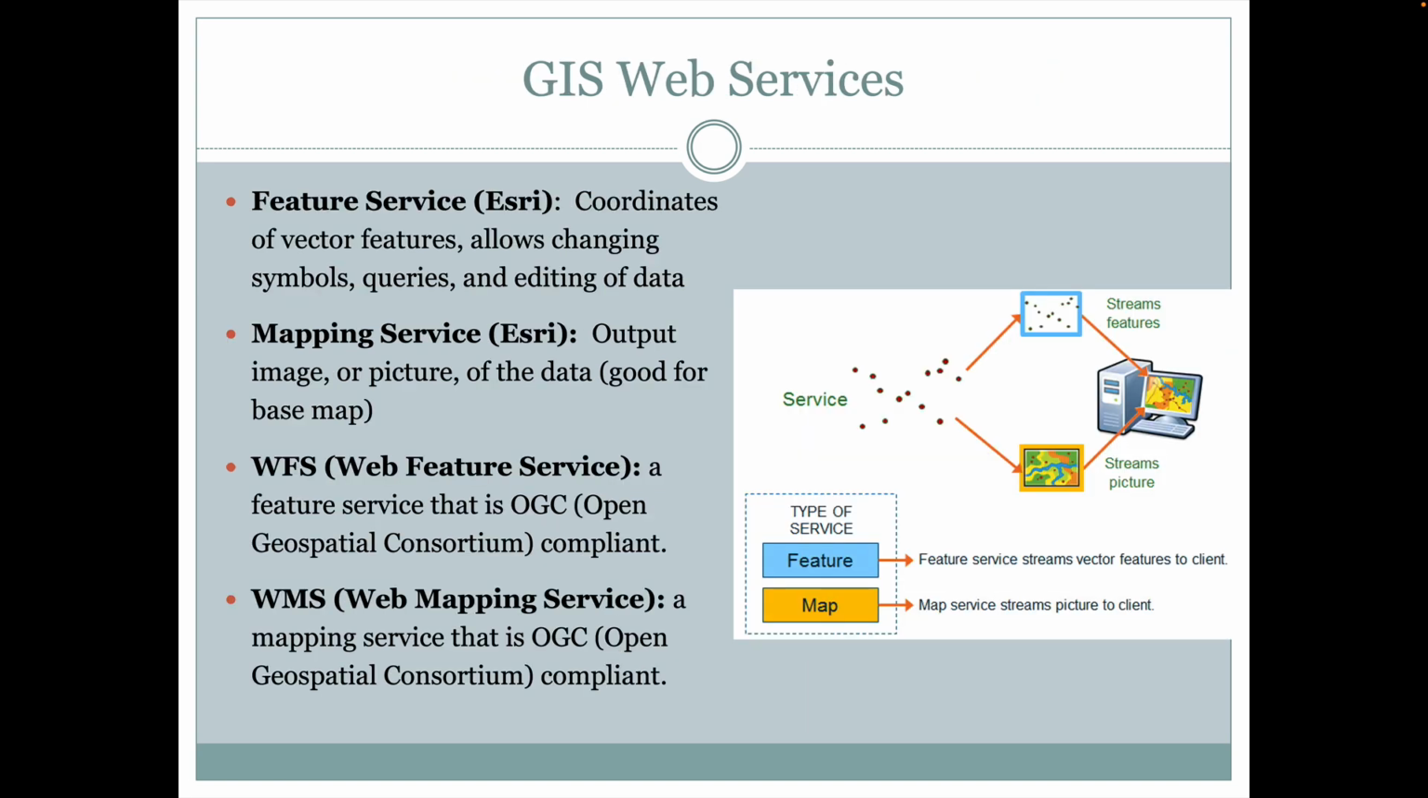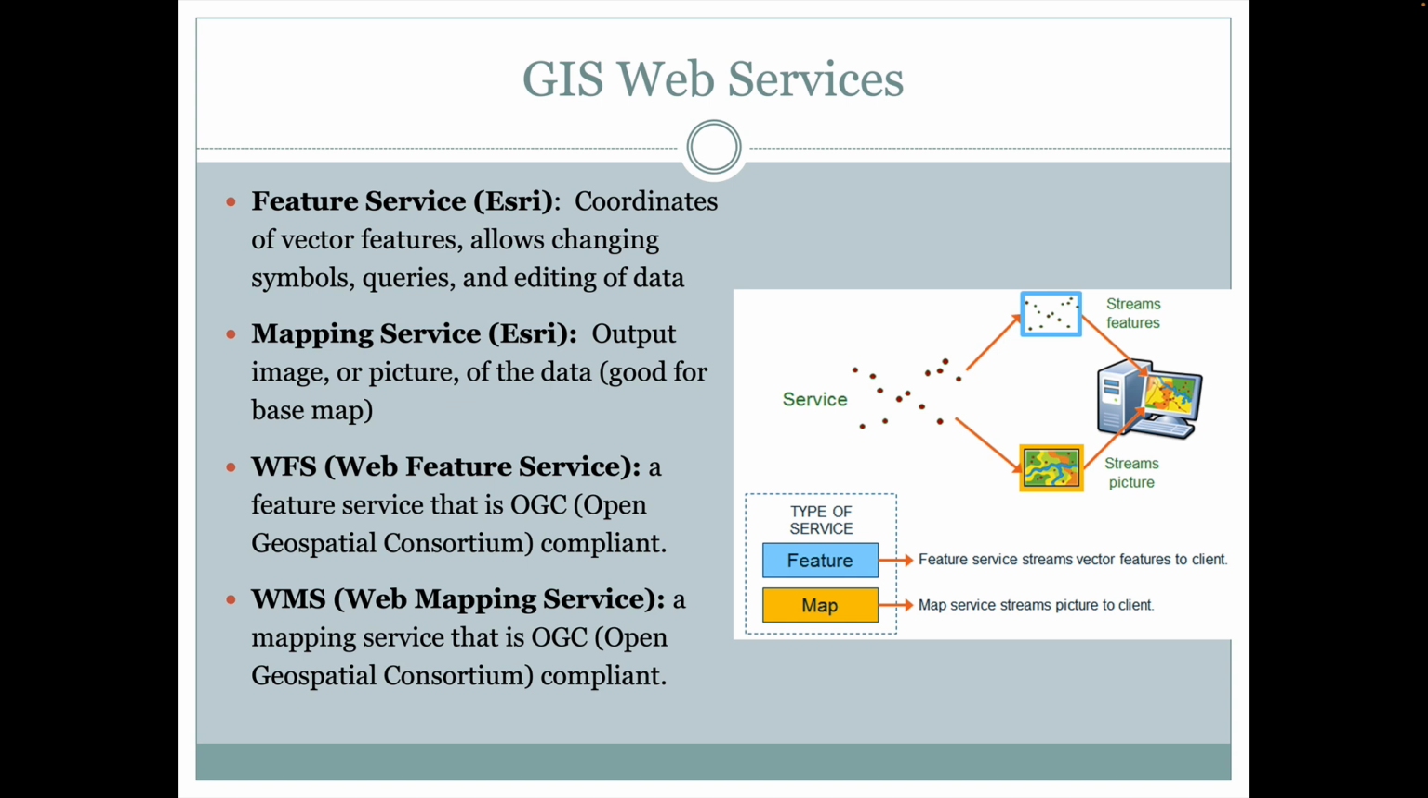So when we talk about GIS web services, we can think about feature services and mapping services, and we can also think about whether they are Esri services or whether they are OGC compliant, and OGC stands for Open Geospatial Consortium. A feature service from Esri would allow you to interact with those feature classes that we've been using in ArcGIS Pro, things like points, lines, and polygons, and it would allow you to change the symbols for those, to query them, and to actually edit the data.